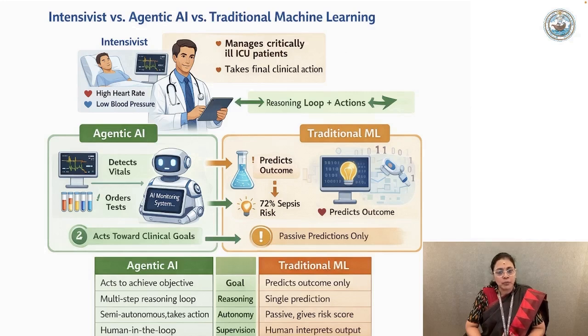For example, if the vitals are risky or it seems to be not okay with the patient, the system itself will automatically order more tests or move into more predictions. So some analysis is done by the system itself before giving the prediction to the doctor. So this is the major difference between what traditional ML and agentic AI is all about.